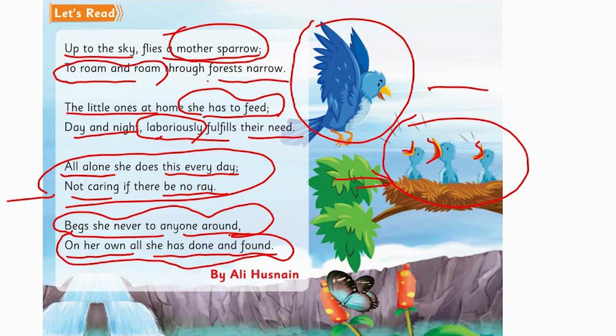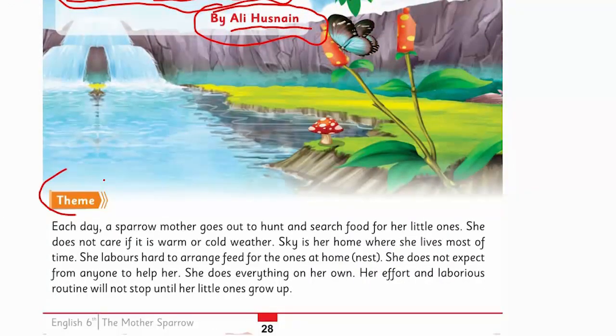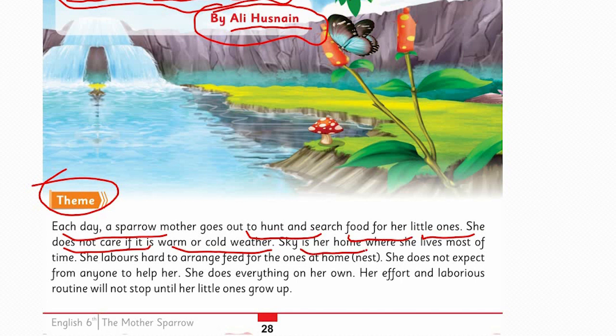Mothers always care about their children. And this beautiful poem is written by Ali Hasnain. Theme of the poem is: each day a sparrow mother goes out to hunt and search for food for her little ones. She does not care if it's warm or cold weather. Sky is her home, where she lives most of the time.